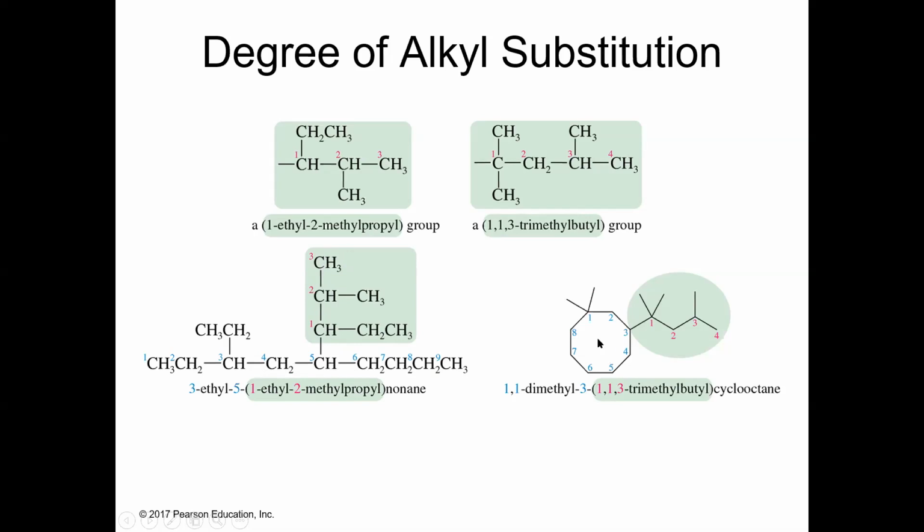Okay, we're going to get to cyclic alkanes shortly. So here is an example of a cyclic alkane. This is cyclooctane. It takes an 8-carbon chain and we join the ends to make a ring. And we use the lowest possible set of numbers off the main ring. So this is 1,1-dimethyl-3, and then this complex group. This is 1,1,3-trimethylbutyl. We've got 4 carbons. Start counting from where it's attached, so that's 1, 1, 3. Now this is called cyclooctane. We'll talk about cyclic compounds shortly.